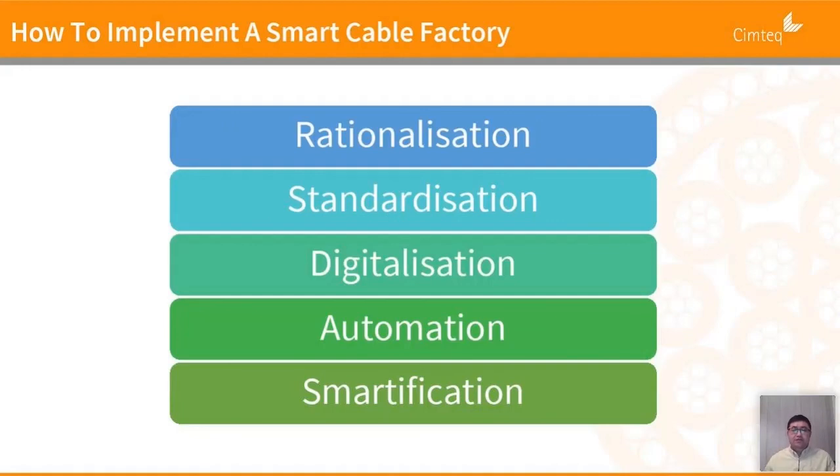It's very important. You can use these 5 stages to put your factory into this matrix, see where you are and how far you have to go to achieve your smart factory goals. So that is the 5 steps of implementing a smart factory.